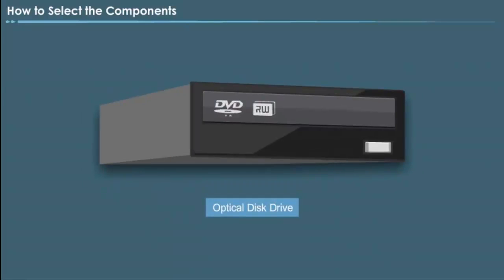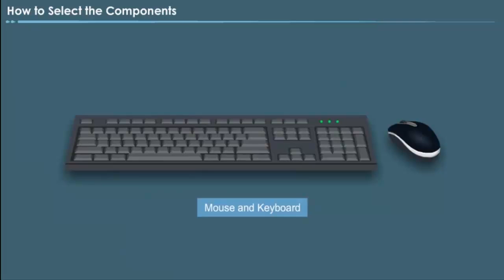Step 5. Select optical disk drive. This is where your CD and DVDs go. Depending on your needs, you should choose one that's right for you. Almost all new DVD writers can make CD and DVDs, so look for either a dual burner setup or a burner and reader setup.